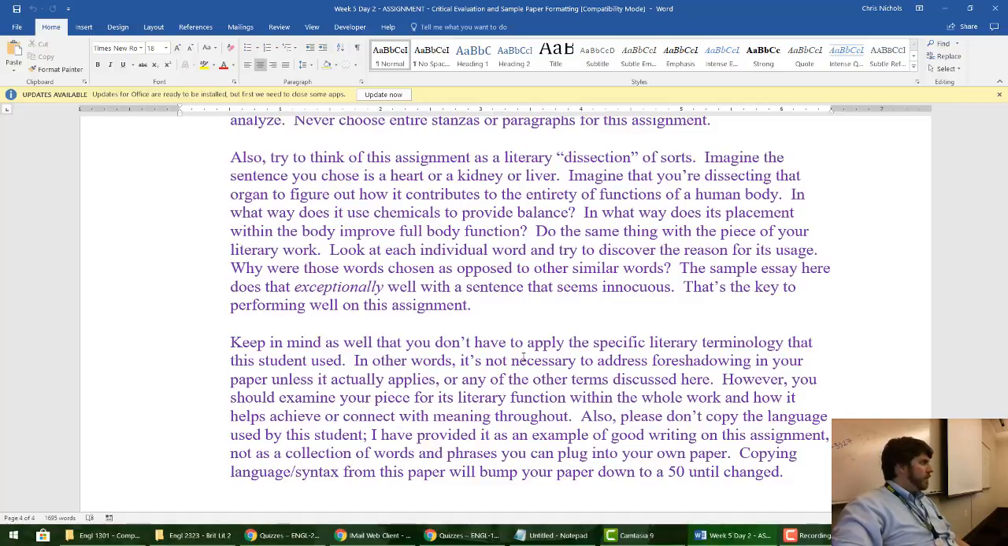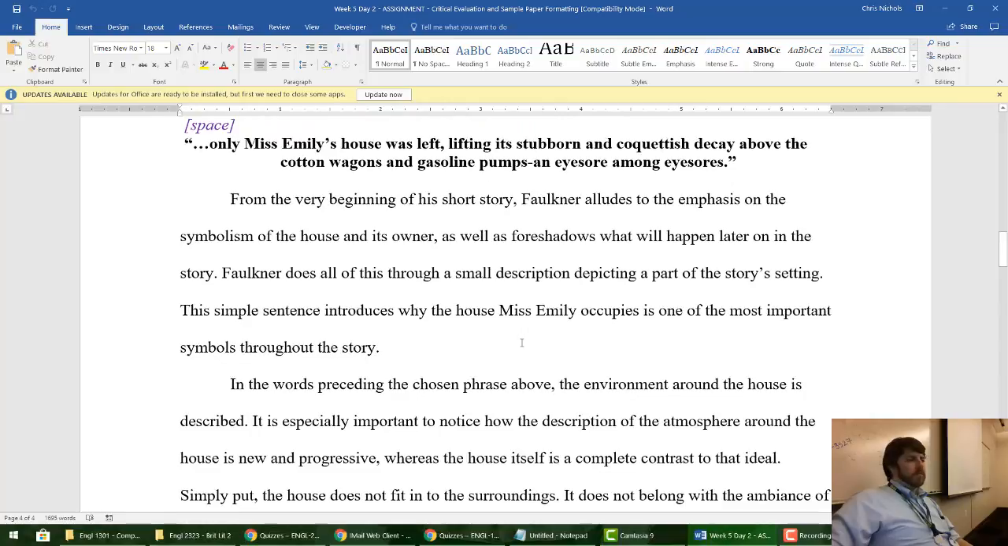And I have a lot of students, too, who'll end up writing the paper and write their paragraph as, from the very, very beginning of this poem, Wordsworth alludes to the emphasis on the symbolism of the river, as well as foreshadows what will happen later on with his sister. So don't just repeat all the language that's here.